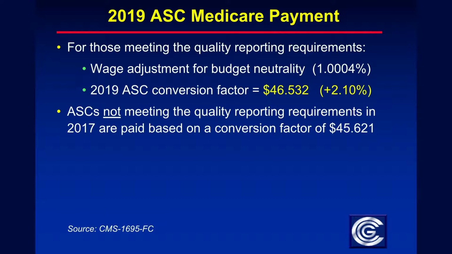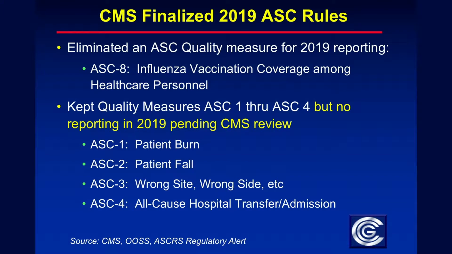On November 2nd, 2018, CMS finalized the 2019 Medicare facility fee schedule for ambulatory surgery centers. For those meeting the quality reporting requirements, a small increase applies, 2.10%. ASCs not meeting the quality reporting requirements in 2017 are paid a lower rate based on a conversion factor of $45.621.